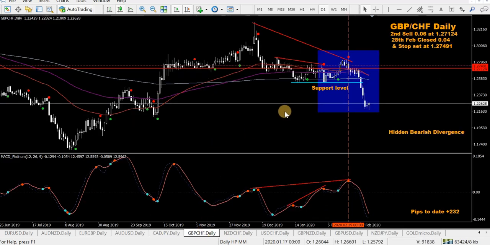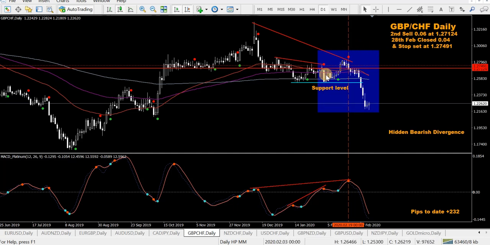Pound Swiss, this is another 1, 2, 3 trade. Initially took a sell based on hidden bearish divergence in here. Went down, didn't break this lower low here, which I thought might be an issue. Pushed up, took a new buy signal, or hedge buy, sorry. You can see it's all above the MACD platinums, above the 0 level. Then took a second sell here. Gone down nicely, broke the MACD platinum 0 level and also broke this support level.